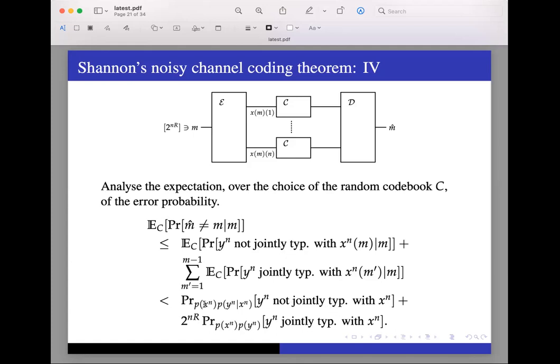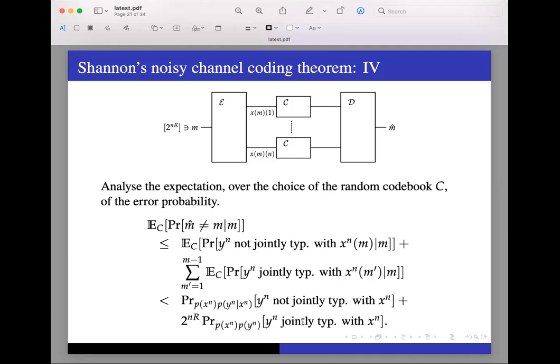Now for the second term, this is where the inequality becomes strict, because this was ranging from 1 to m-1, whereas I'm throwing up my hands and saying that whatever it is, it is less than 2 to the nR. So 2 to the nR, and now what is this? This expression is the probability of yn being jointly typical with some m prime, different from the transmitted m. This is the same for all m primes, so that's why I'm dropping all m primes out.